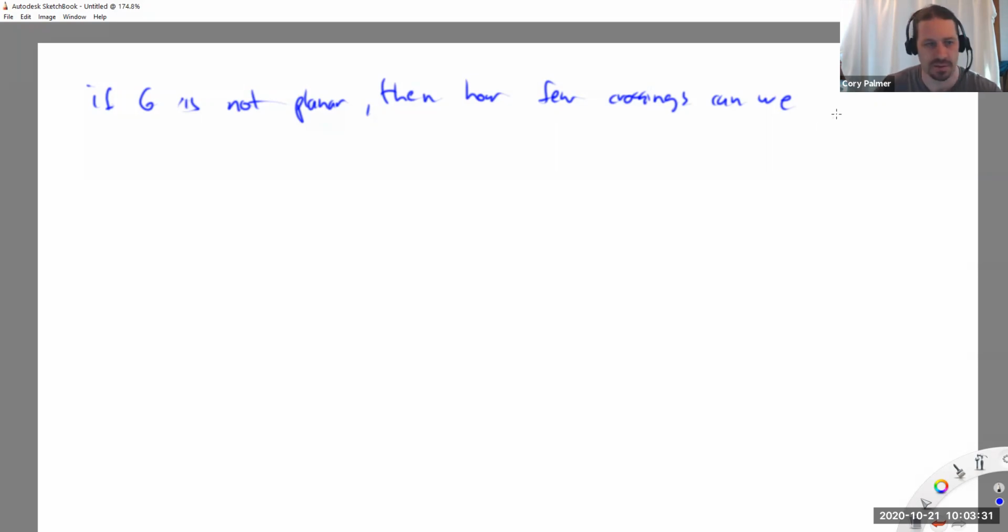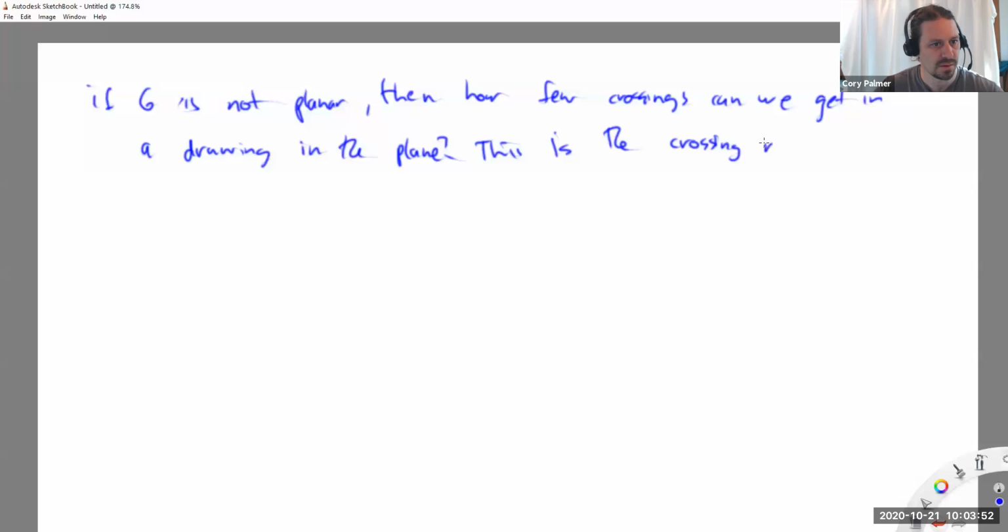So how few crossings can we get in a drawing in the plane? Okay, this is the crossing number, denoted CR of G.